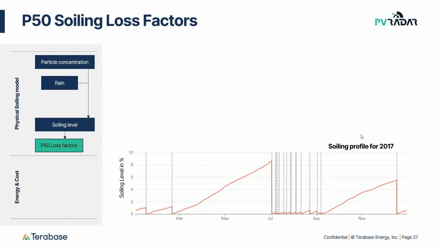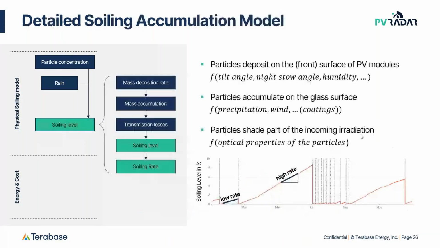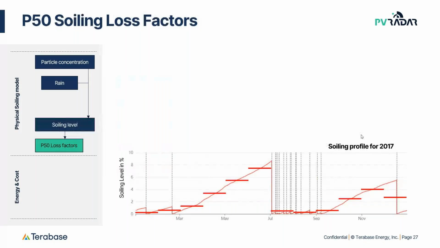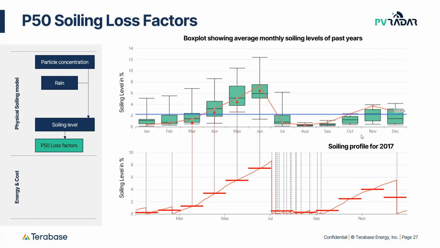All right, so back to the soiling level. How do we turn this into the P50 loss factors? Again, let's look at the soiling profile for 2017. What we can do now is build monthly averages. And then, of course, we not only simulate 2017, but we simulate all years from 2000 to 2023 or 24, and create a box plot with the average values for each month.